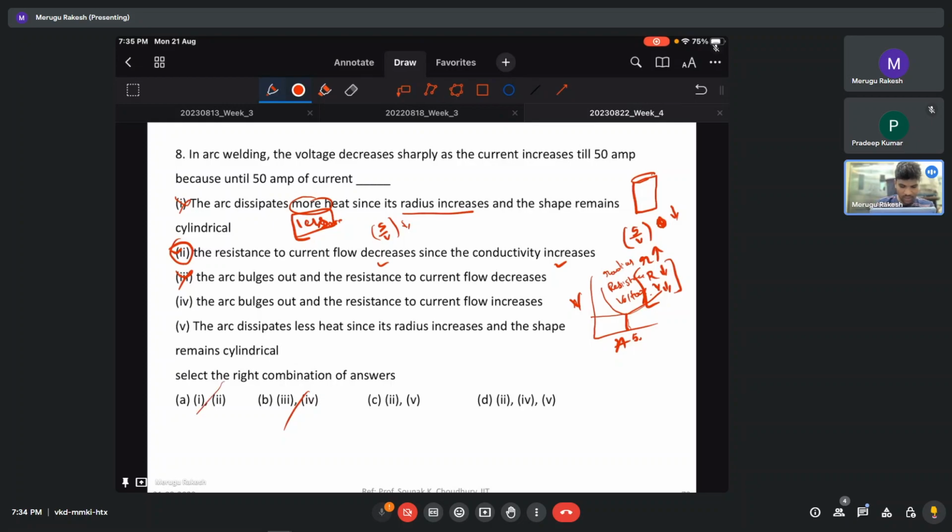So we can eliminate this as well. Let us see the third option. The third option is also wrong. So we have to go for the other option: the arc bulges out and the resistance to current flow increases. No, the arc will not bulge. So option D is wrong. So the correct option is C. Let us see the option as well: the arc dissipates less heat since the radius increases and the shape remains cylindrical. Yeah, this is the correct statement, as I discussed here.